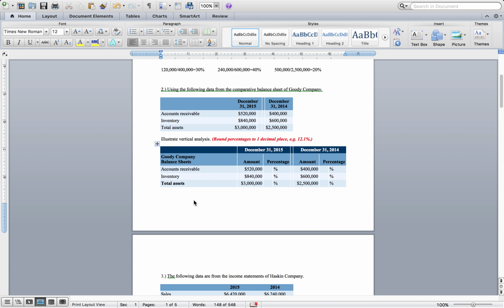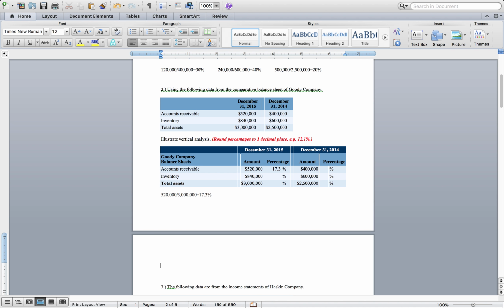So we're here at 2015, 2014. We start with the first one, accounts receivable. We take the 520,000 and divide by the total assets, which is 3 million. We want to go one decimal spot, so the percentage is 17.3%. So I'm going right over here, put 17.3.